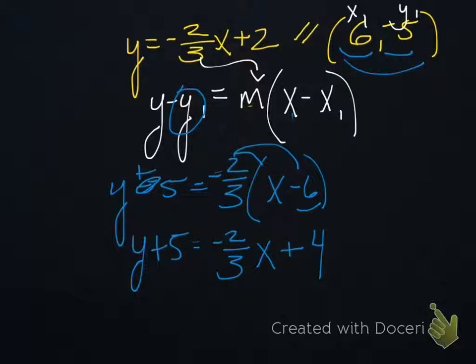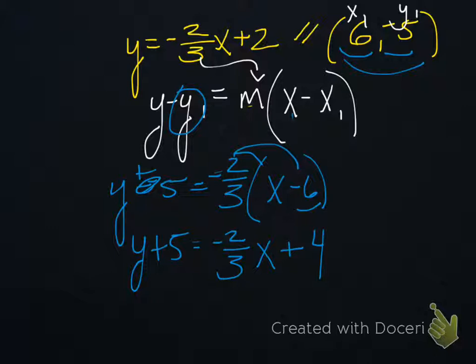Now I pretty much have an equation. This is awesome. This is an answer. y plus 5 is equal to a negative 2/3 x plus 4. It's not in any particular form. We were asked to write in slope-intercept and in standard. So I am going to go ahead and get this ready for standard form first because I don't know. Well, actually, it'd be really easy to get this in slope-intercept. Let's do that first.